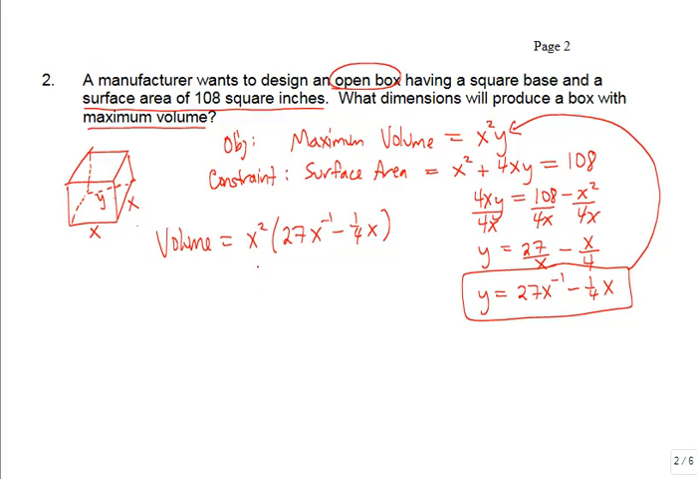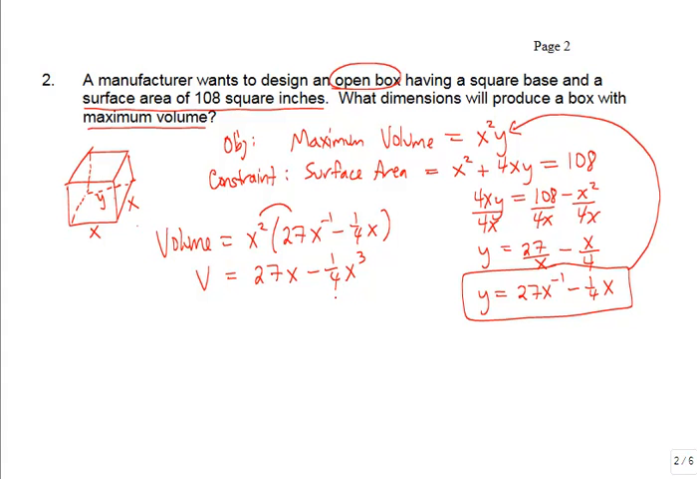It'll just make taking that derivative much easier later on. So let's go ahead and distribute our x squared across. We'll get 27 x squared times x to the -1. You add exponents, so 2 plus -1 would be 1, or just an x. And then we have that minus 1/4 x squared times x, which is x cubed. So here's my volume equation.